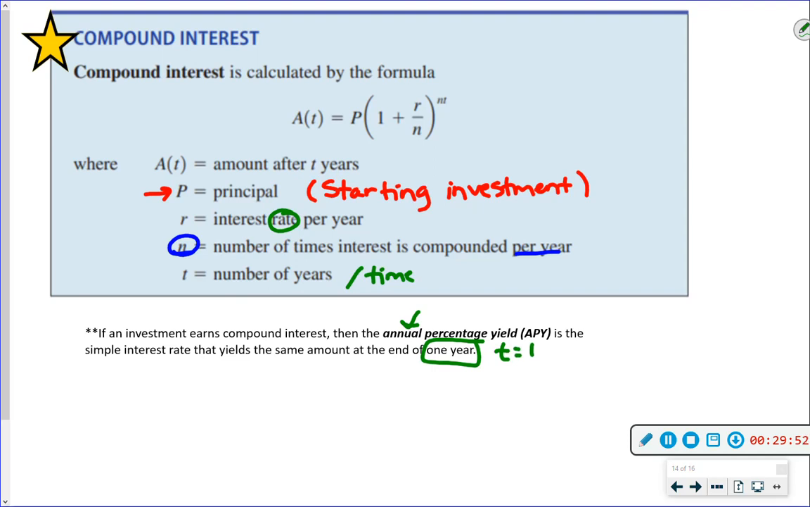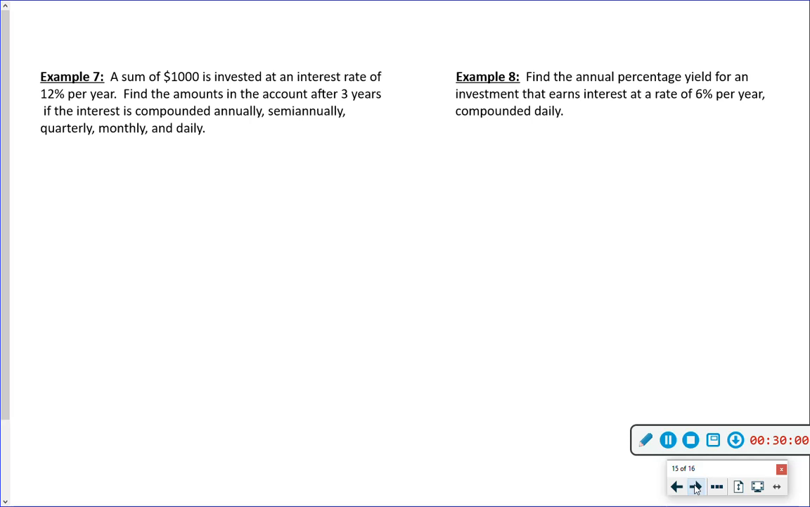Annual, 1 year. Now, do I think you could probably figure that out? Sure, but I just wanted to make sure we were crystal clear on that because we need that for part B. Okay, here we go. A sum of $1,000 is invested in an account. Interest is 12%. Find the amounts after 3 years if it's invested annually, semi-annually, quarterly, oh gosh, monthly, and daily. Oh, okay. All right, let's start with annually.